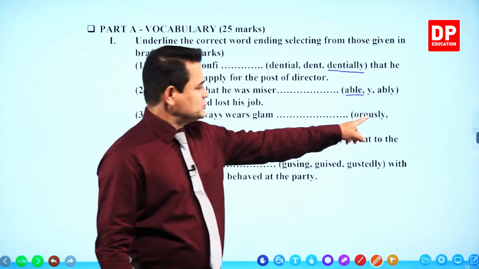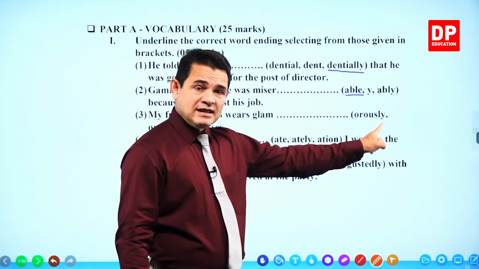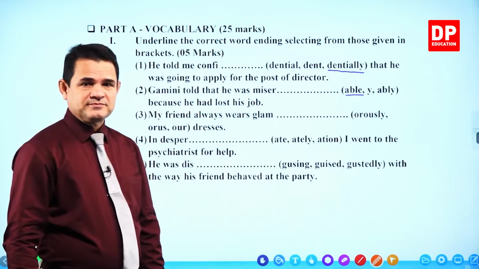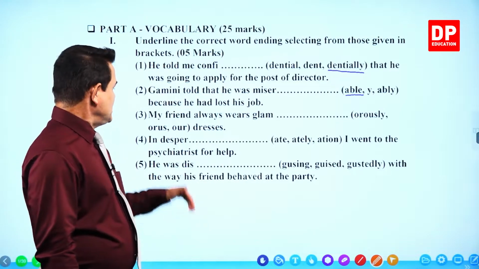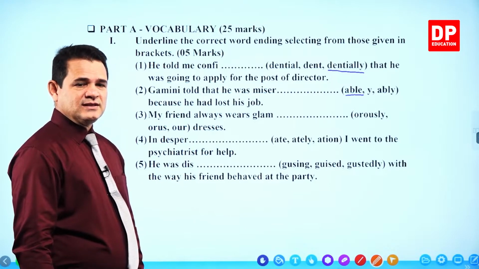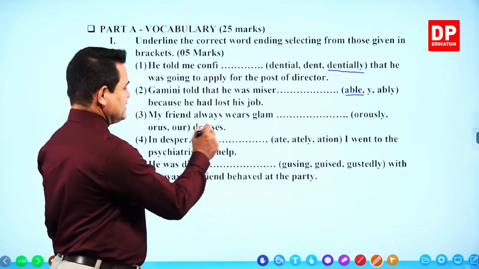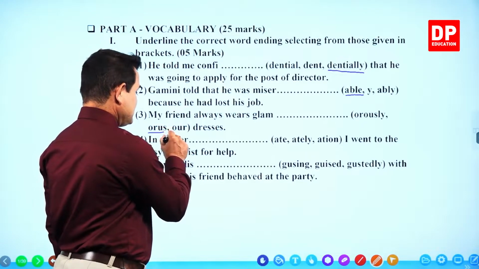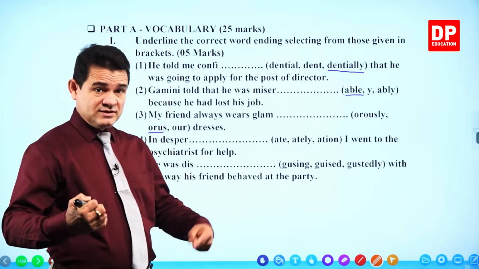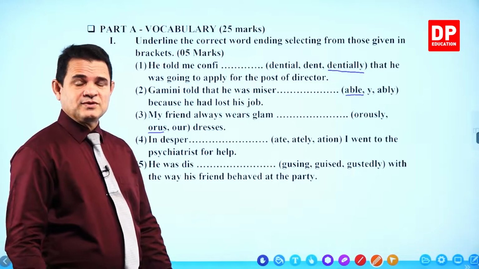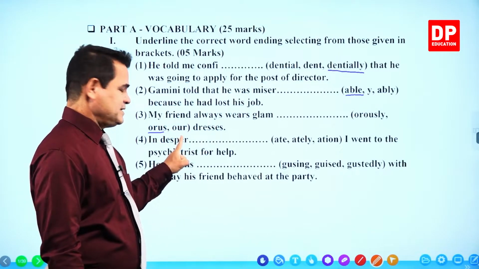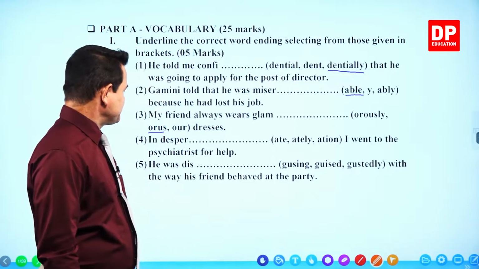So if you use this one glamorously, that it becomes an adverb, right? And glamorous and glamour. So then the correct answer is actually glamorous dresses. මගේ යාළුවා glamorous dresses නිතරම අඳිනවා. ඒ කියන්නේ හොඳ ඇඳුම්. Right? So then not glamour. Next one.